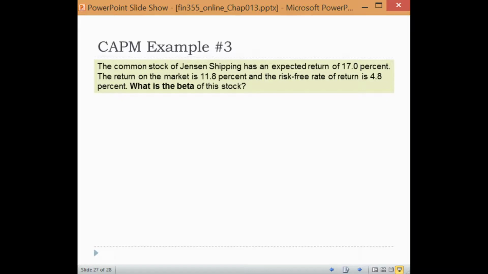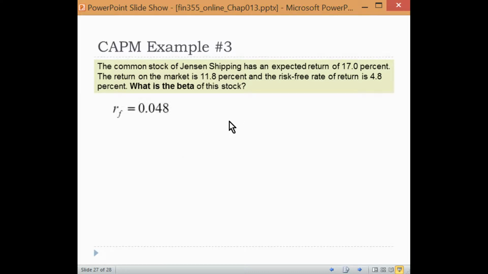You might see problems like this one. That's this third one here, Jensen Shipping. You might see these on occasion where you're asked to use the CAPM to solve for variables other than the required rate of return. These are not very practical problems usually. They're kind of puzzles, but you do encounter them from time to time. Again, just plug the variables that you know into the equation and do the math to solve for the result.